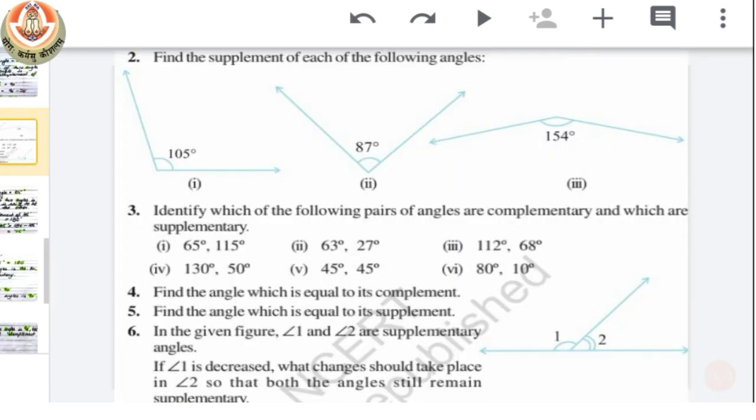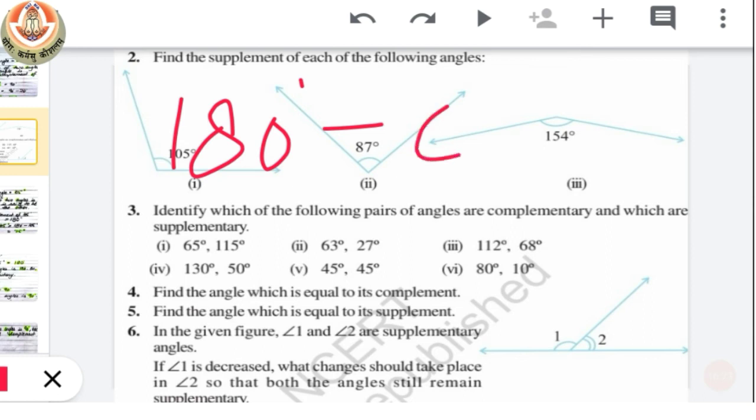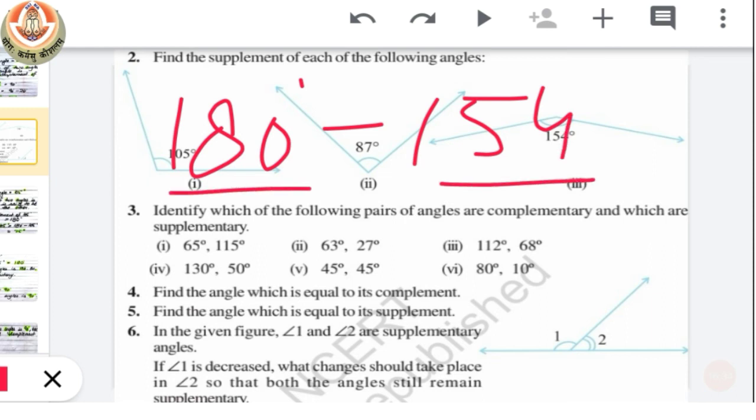Now let's see how we can do the other parts. For 87, how can we find its supplement? By just subtracting 87 from 180, we get its supplement. Similarly for 154, we have to subtract 154 from 180 and we get its supplement.